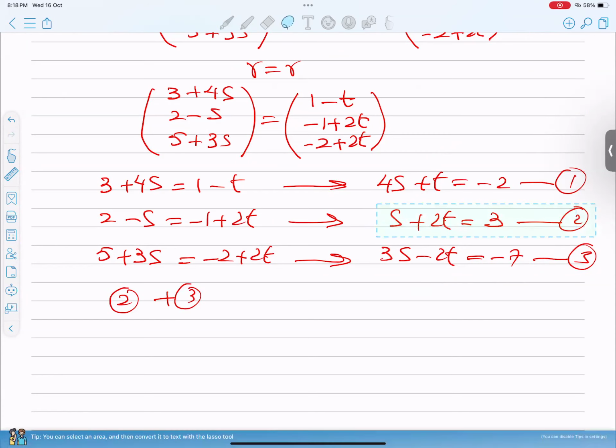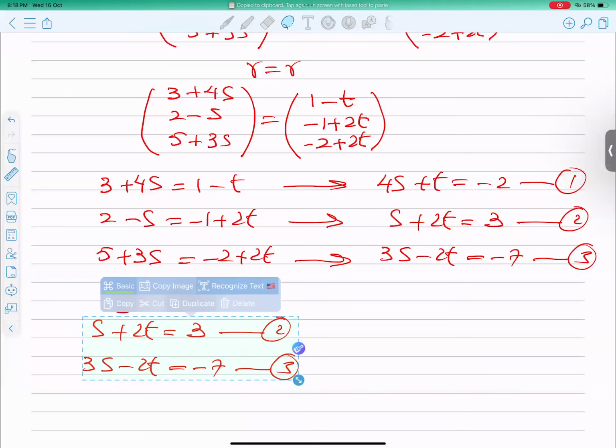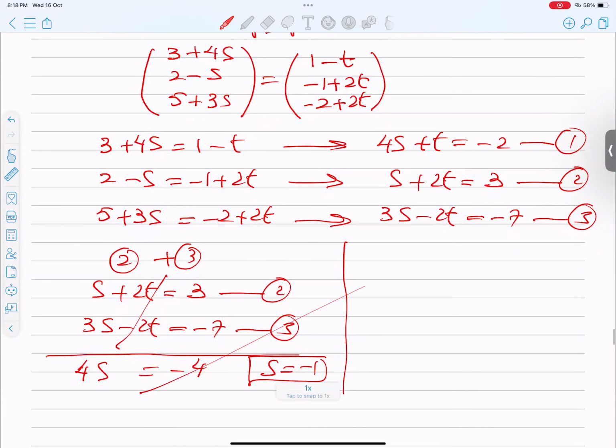So I copy these two equations and paste them here. When I solve it, this cancels out. I got 4s here, and -4 here. So s becomes -1. And this value of s, I cannot put in equation 1. I will plug it into either 2 or 3.